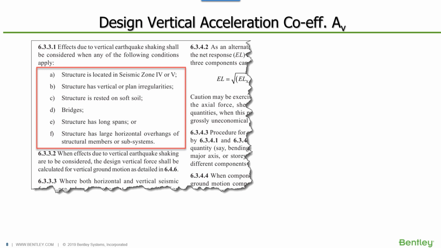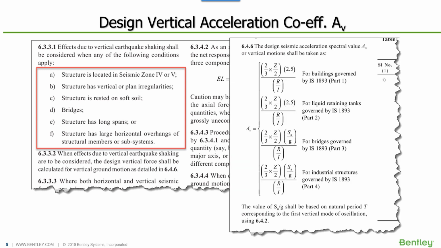And the same thing if the structure has horizontal overhangs or an overhang in the members or the subsystem. So how can we do that one? Clause number 6.4.6 talks clearly on this, and for the buildings it will be 2/3 of the computed value, and the Sa/g is specified as 2.5, which is the maximum, and this has to be used in the program.